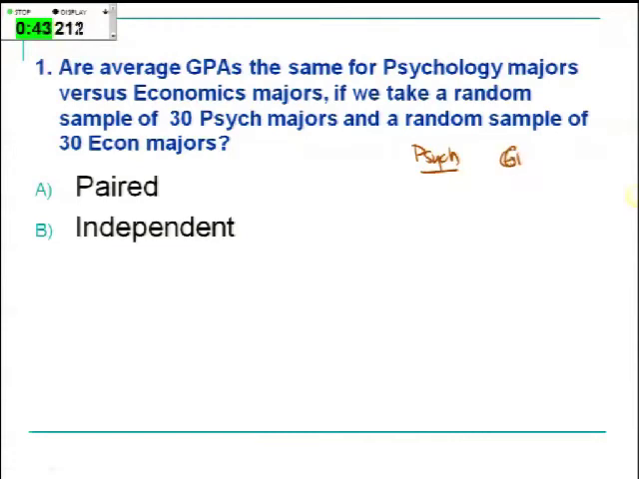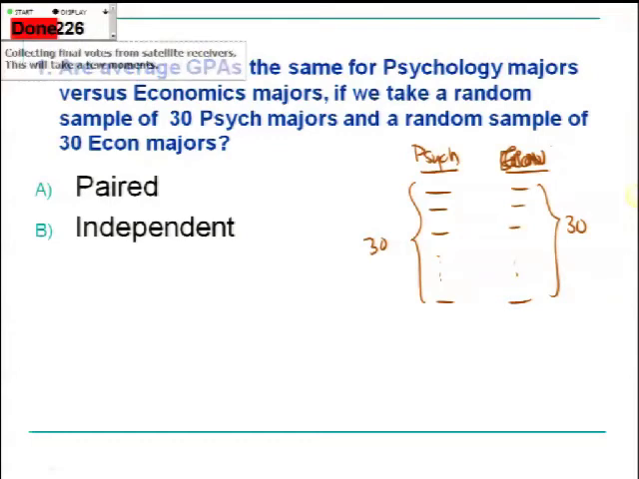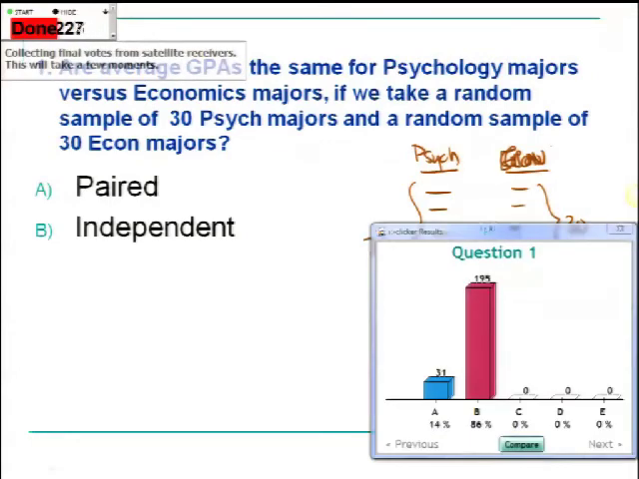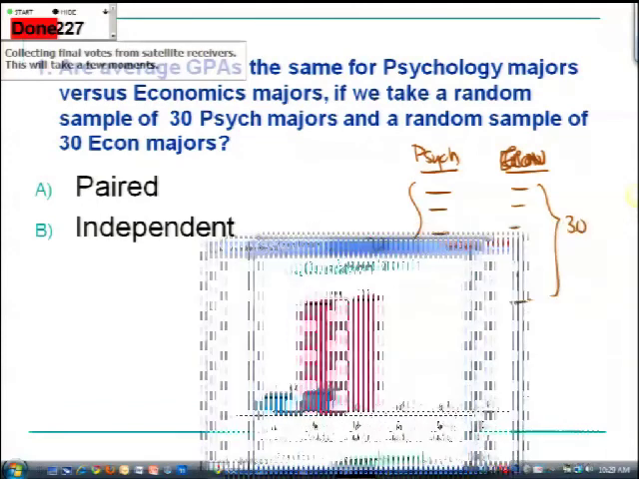Oh wait, this is econ. All right, let's call it 5, 4, 3, 2, and 1. And the majority do have it.